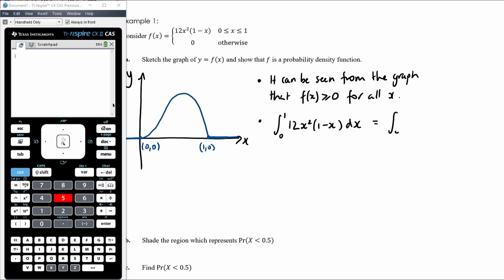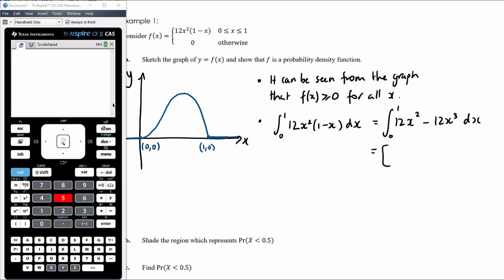Okay, so integral from 0 to 1, I might take that 12 out. Up to you though, you probably don't have to. Expanding out that bracket is going to give me x squared minus x cubed. In fact, the 12 is going to be nice with those fractions when I integrate. Sorry, I'm going to leave it. 12x squared minus 12x cubed when we expand.